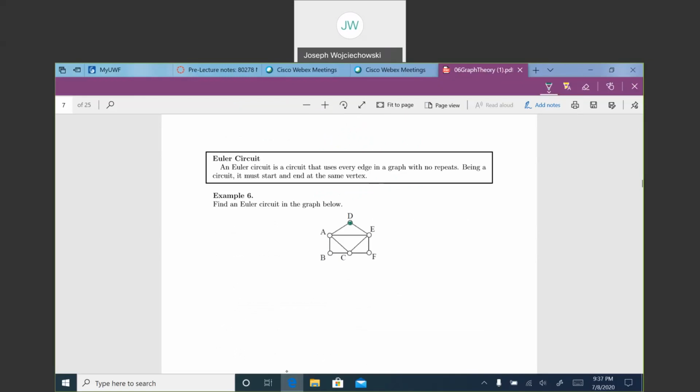So we'll start with D. We'll go to A. Then let's go over here to E. Then let's go down here to C. Then let's go up here to A. Go down to B. Go over to C. Go to F. Go to E. And back up to D. And then we have our Euler circuit. Every edge.